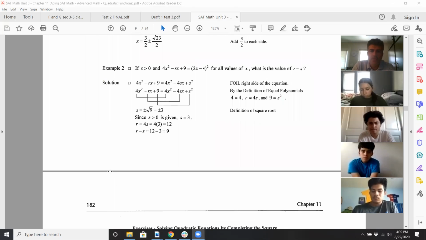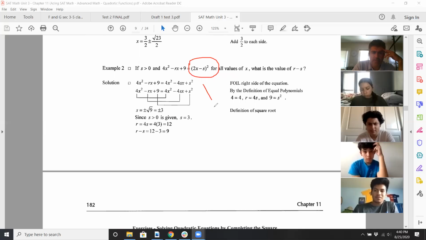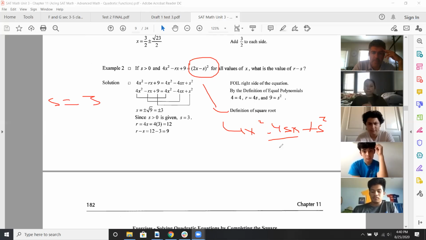Here's example 2, kind of a funky one. So in this case, what is the value of r minus s? So what we probably could do is you realize that, okay, if I were to FOIL this, I would definitely get 4x squared minus 4sx plus s squared. So now we know s is 3. And since we know s is 3, then the middle term becomes negative 12x.